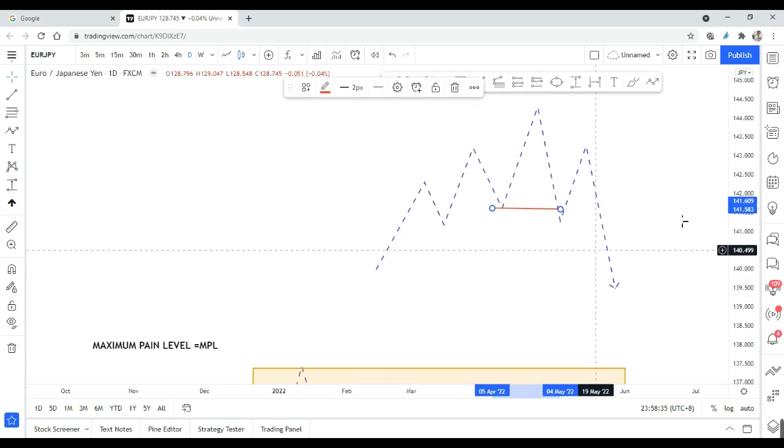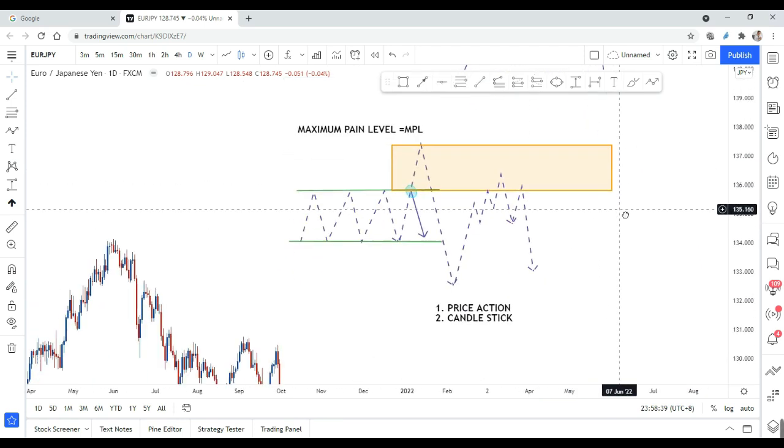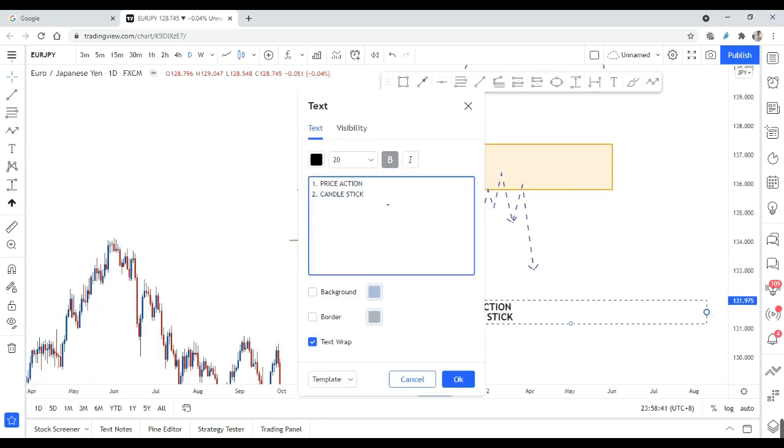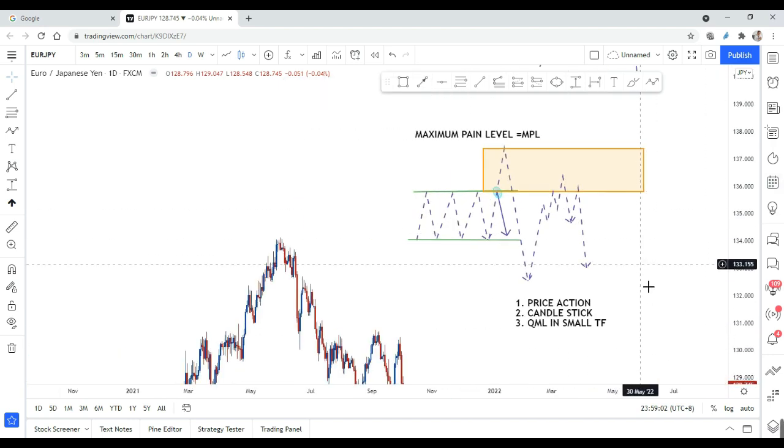All right, I'm going to show you an example over here, exactly like what I've written here. Sorry for that, let me make it clear. The third is the QML in small time frame. Sorry, QML in small time frame. All right, let's look at some examples here.